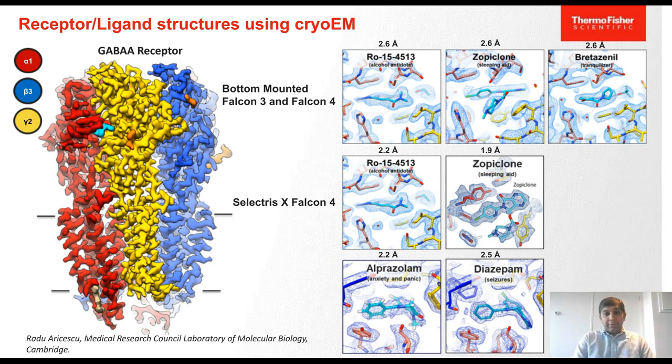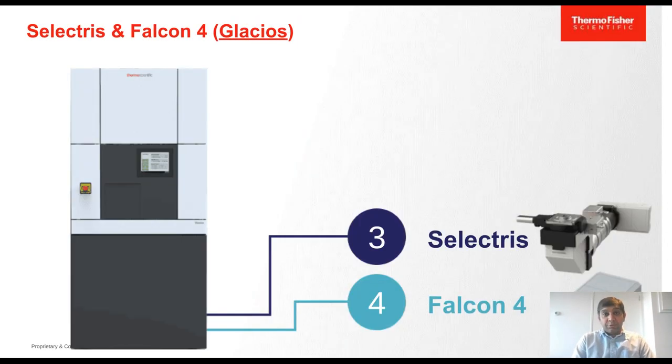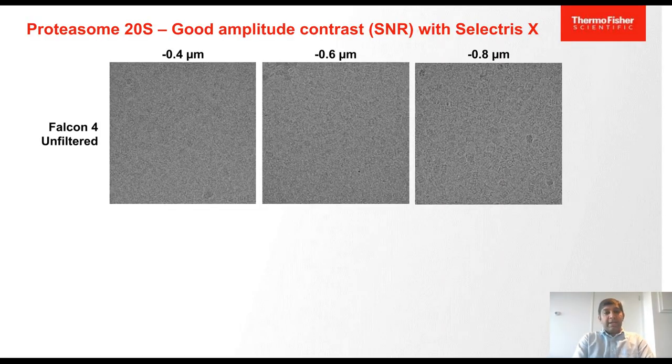And now what I would like to do is spend a few minutes showing what we have been doing with the Selectris and Falcon 4 also on a 200 keV Glacios system. On the Glacios, here we looked at proteasome T20S.